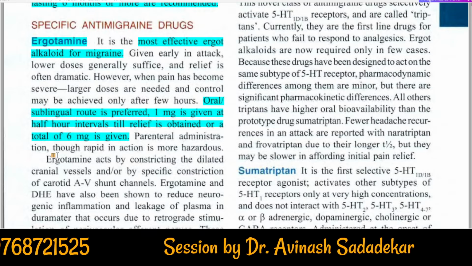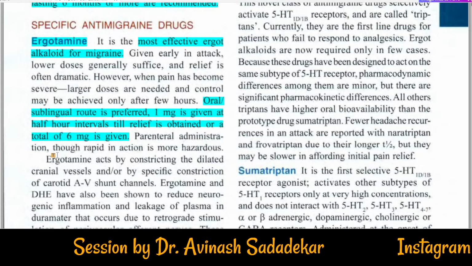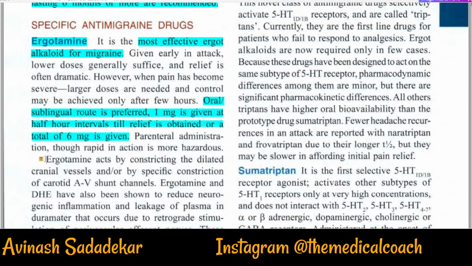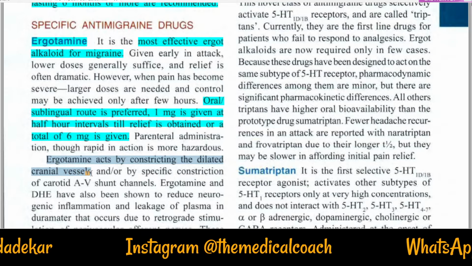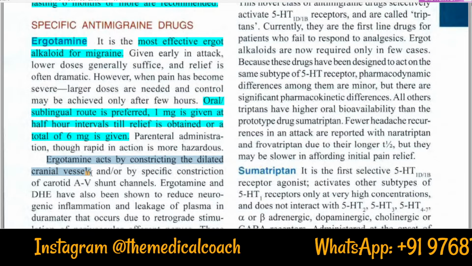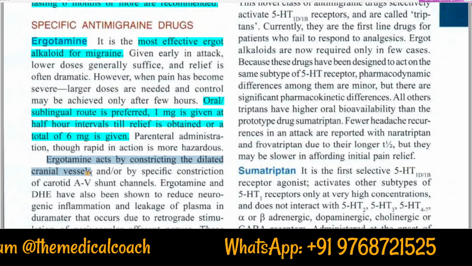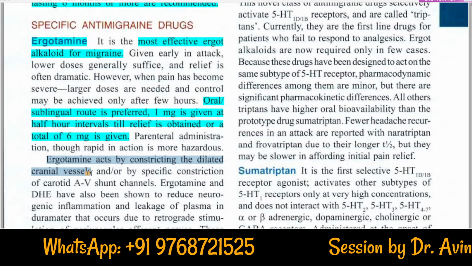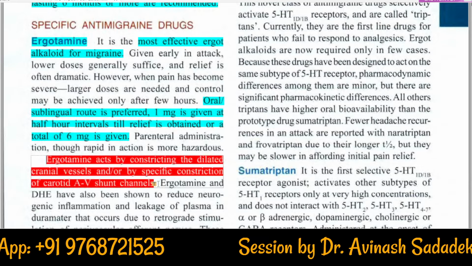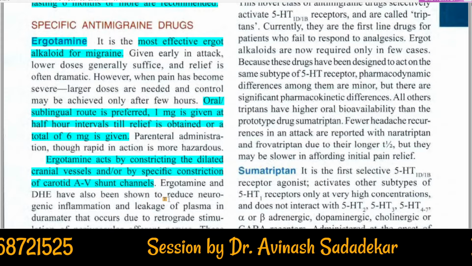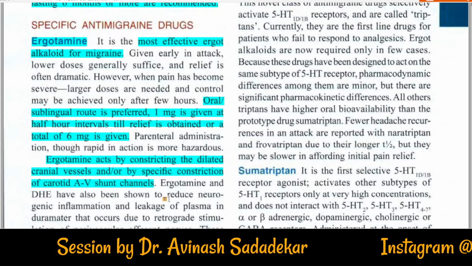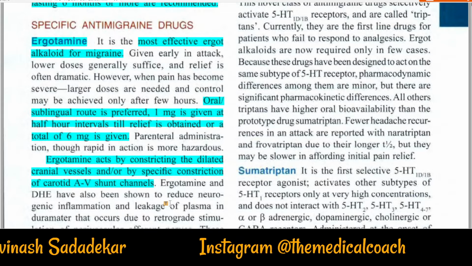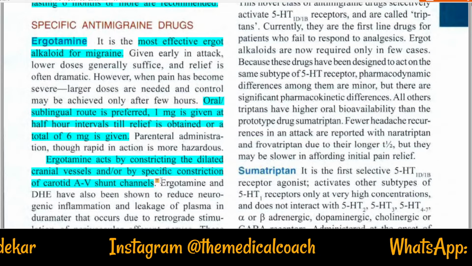So how does it work? Remember, there was vasoconstriction followed by dilatation of the cranial blood vessel, which was causing pain. Ergotamine constricts the dilated cranial vessels. Okay, and surprisingly, if there is an abnormal connection between carotid arteries and the venous system of the cranium, then the constriction of the carotid AV shunts happens. So the shunts stop. So the blood goes to the brain. The brain does not get ischemia. Simple.